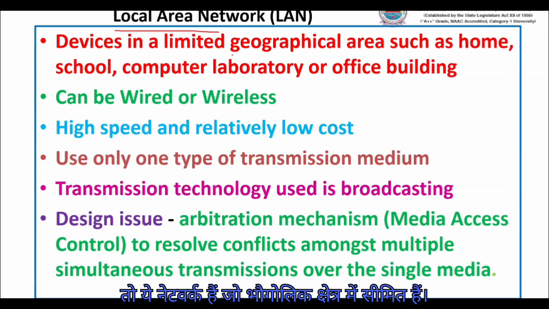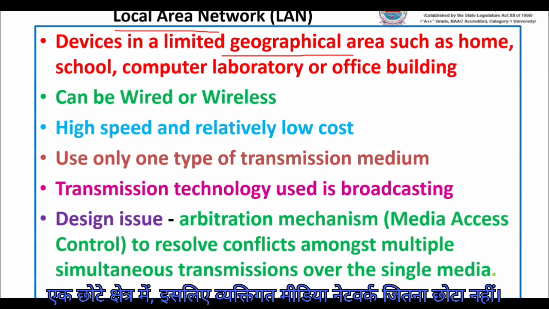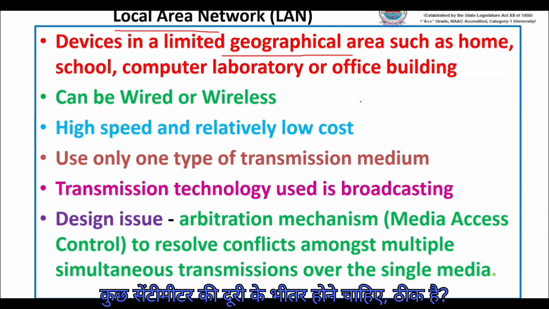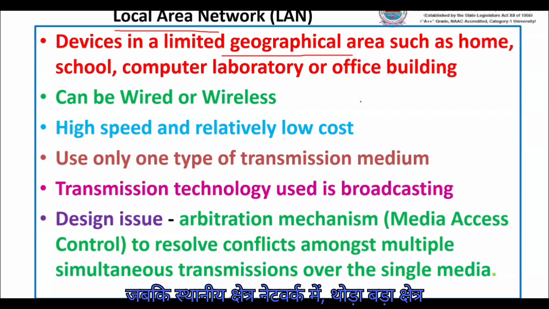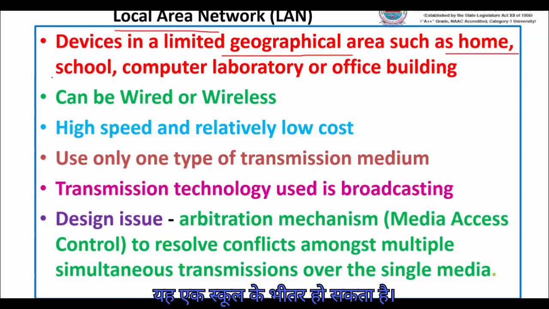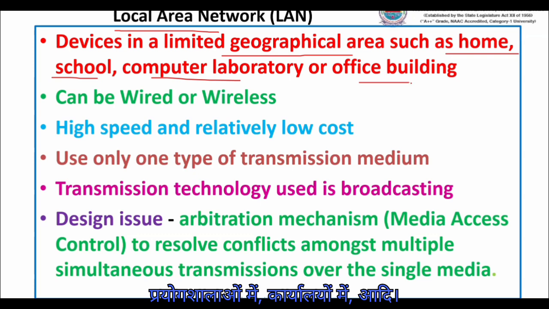Then we talk about local area networks. These are networks which are limited in geographical area, so devices will be deployed only in a small area. Not as small as a personal area network, where two devices should be within a range of a few centimeters. In local area networks, a little wider area is covered, but still it is small. It can be a home, a school, our university, colleges, labs, offices, etc.